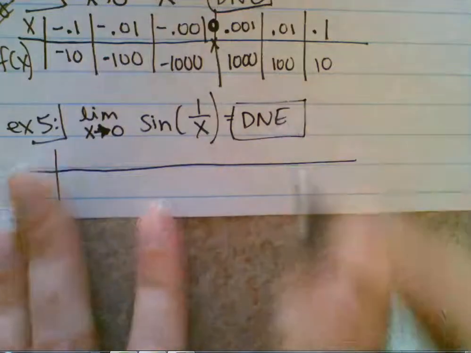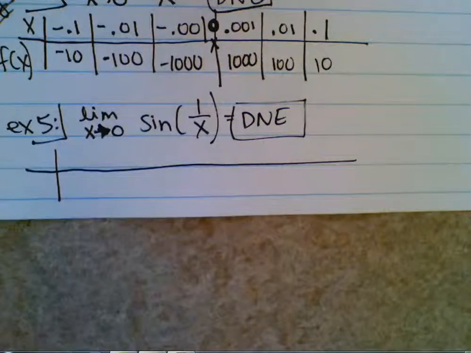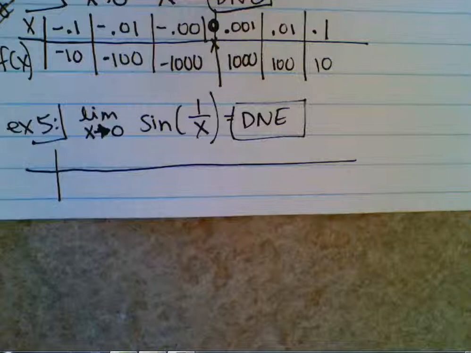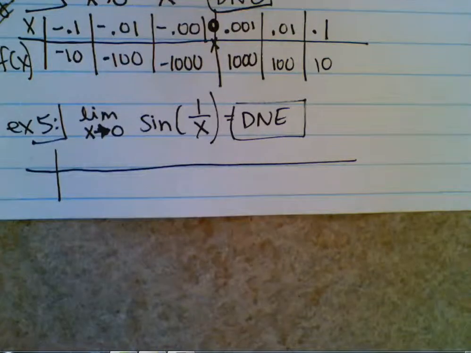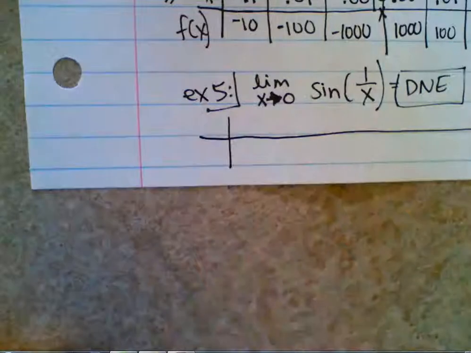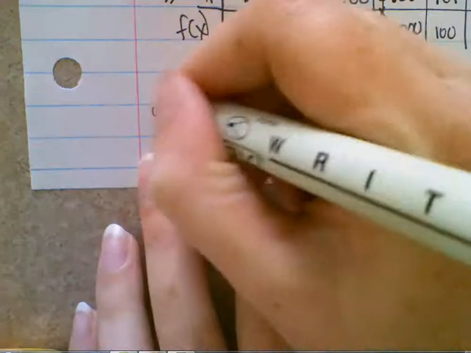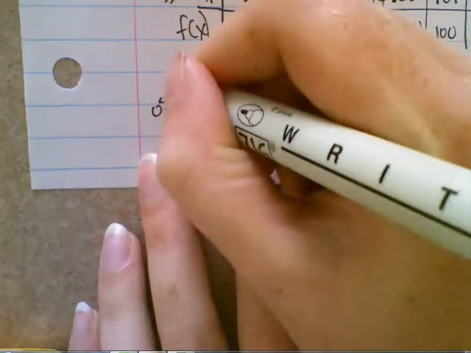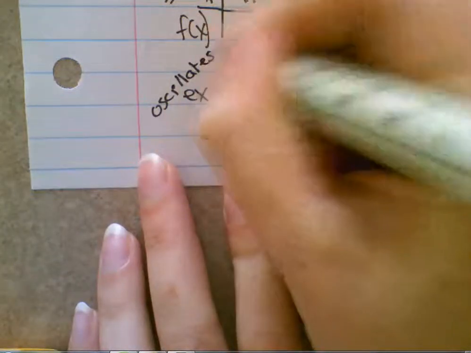And the reason being is as x approaches 0, right? f of x is actually oscillating between -1 and 1, I believe. Okay? So I'm just going to make a note here on the side. So the first one we were dealing with a jump. The second one we were dealing with an asymptote. Here we're actually dealing with a function that's oscillating back and forth. So I'm just going to write that it oscillates.